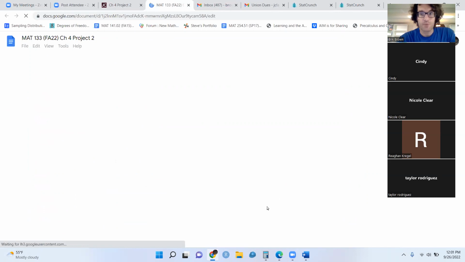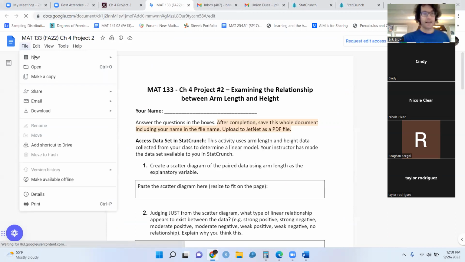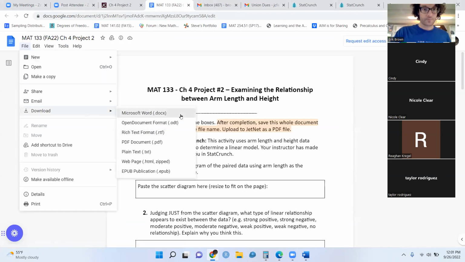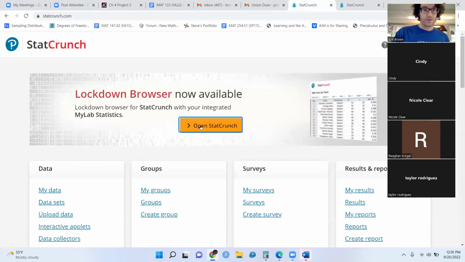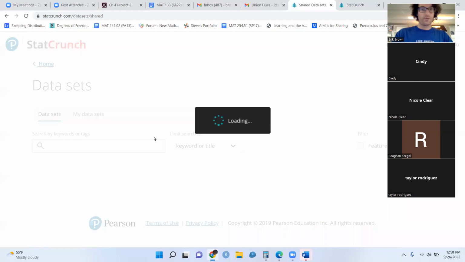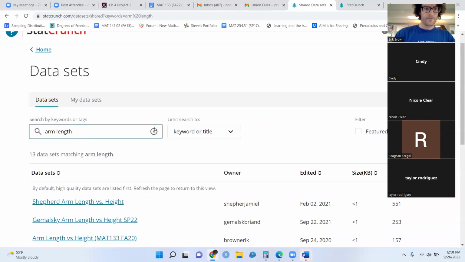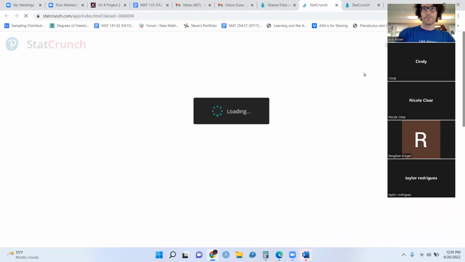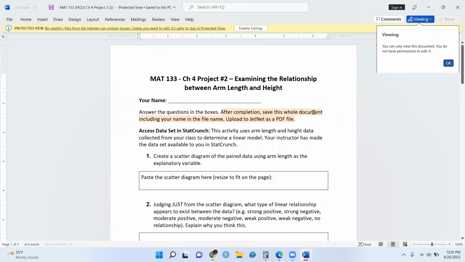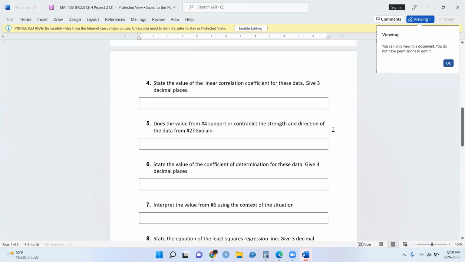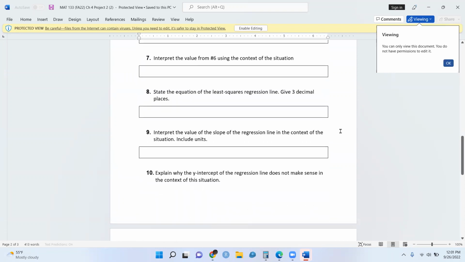Has everyone got this mostly started? Because I think we gathered the data. We did the stuff in StatCrunch. Where are you all at on that project? I still have number 7 blank and then 11 to the end blank. Perfect. That's what we want. Okay.